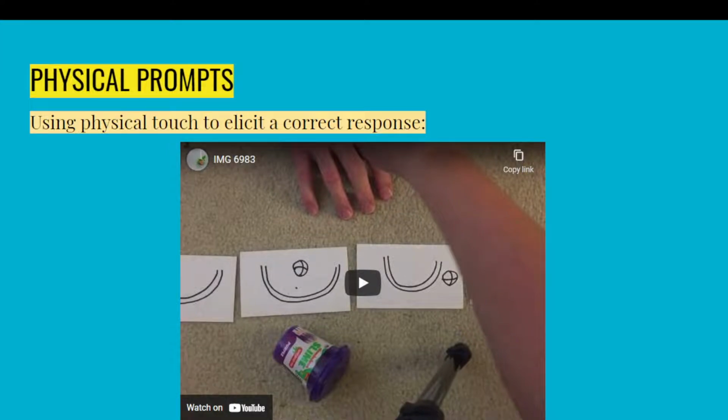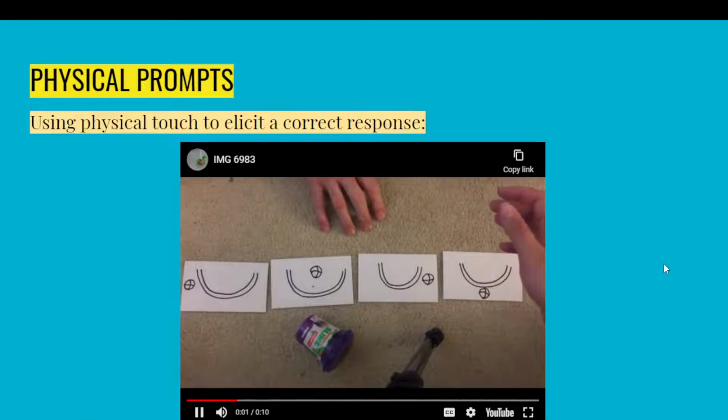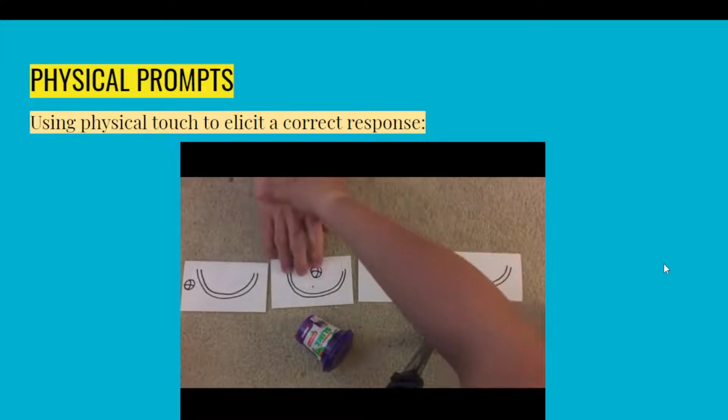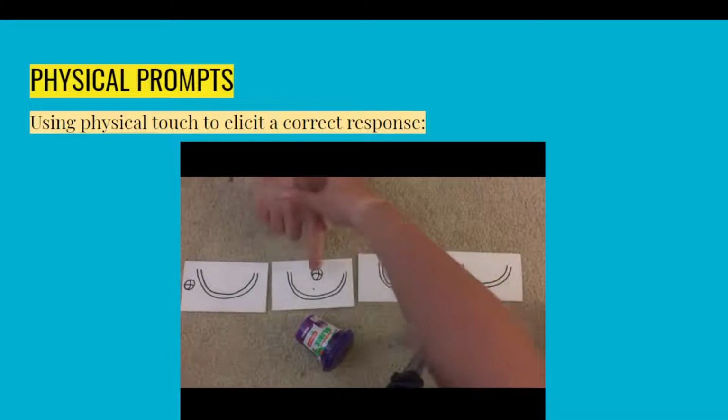And then physical prompts, using a physical touch to elicit a correct response. Again, another card program. We'll see how it goes. Touch the picture of the ball under the bridge. That's right.